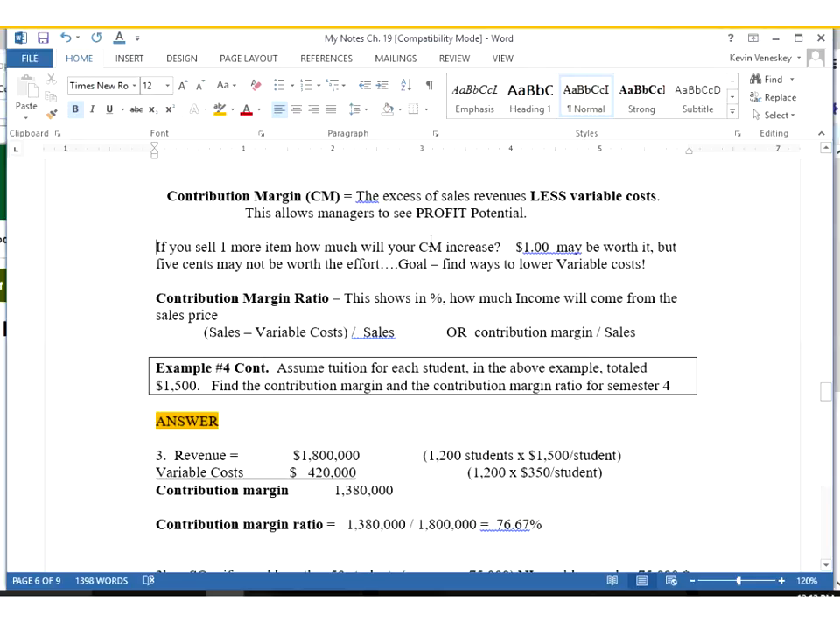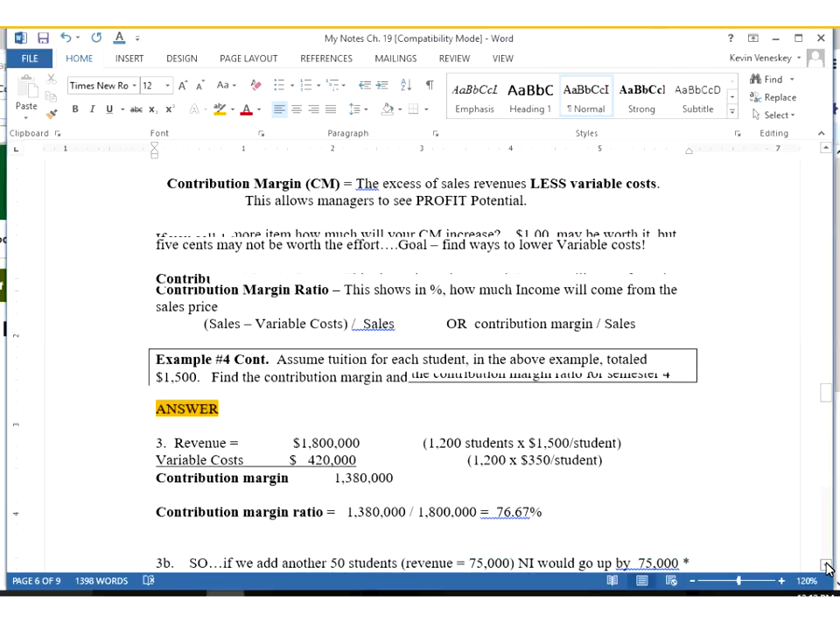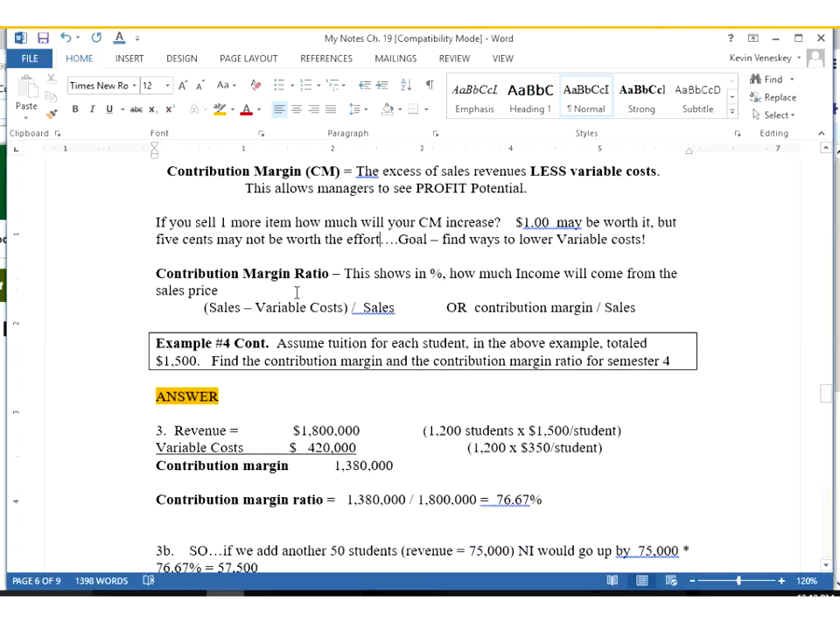What this contribution margin is telling you, and the reason it's important, is if I sell one more thing, just one more item, how much will my profit go up? If it's $1, it may be worth it. Or if it's only 5 cents, is it really worth putting the extra work into selling one more thing? For that contribution margin, if I sell just one more, how much will my profit go up, knowing my fixed costs are going to stay the same? That's the back half of that formula.